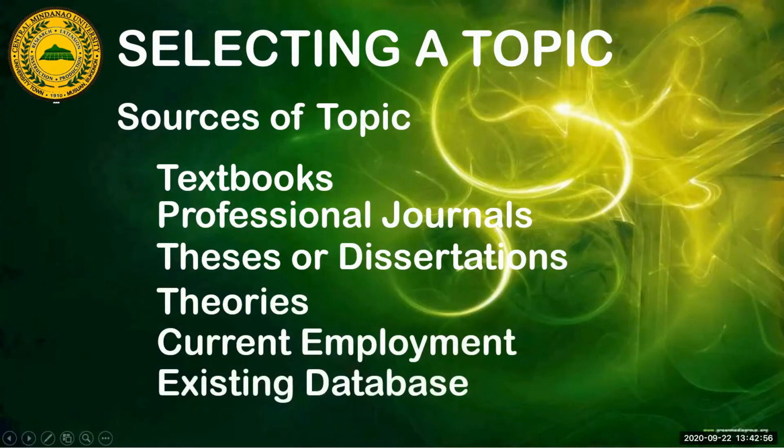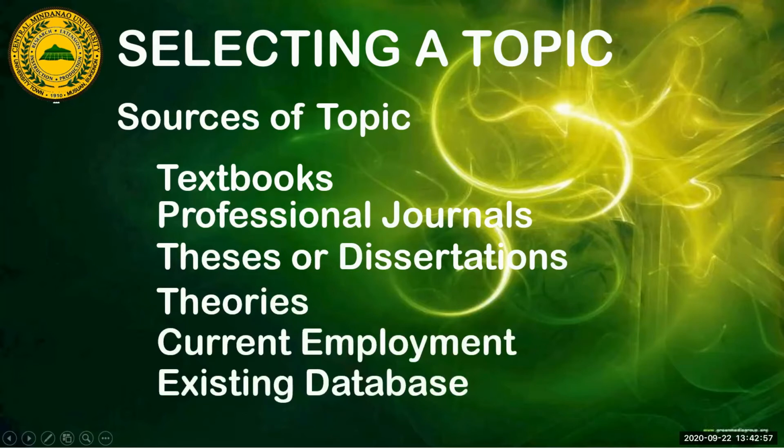And of course, the last one is the existing database. If you are employed in a university, in an agency, or a specific workplace in which there are existing data in your offices and you have access to that existing data, then it is a very good advantage for you in selecting your research topic. In fact, if you already have secondary data, then you can start plugging in or finding relationships among the variables that you already have in your database.